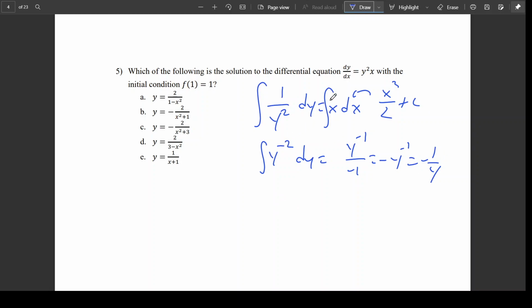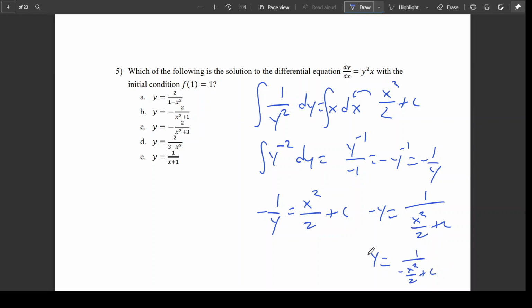So if we set these equal to each other, because we have this differential equation, we'll have negative 1 over y equals x squared over 2 plus c. I went a bit fast there. You just integrate both sides, and you only need one plus c, of course. Now to solve this, I can take the reciprocal of both sides, and we'll get negative y equals 1 over x squared over 2 plus c, and then I can take a negative, and I'll get y equals 1 over negative x squared over 2 plus c. Again, the plus c doesn't really change when you put a negative next to it. It just stays as plus c.